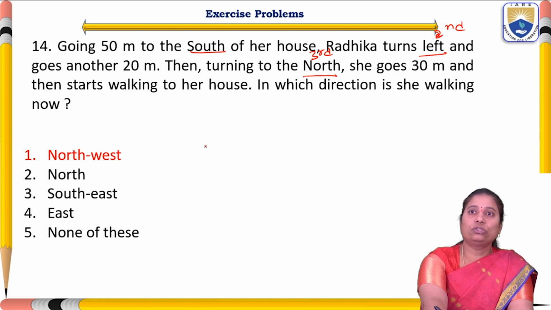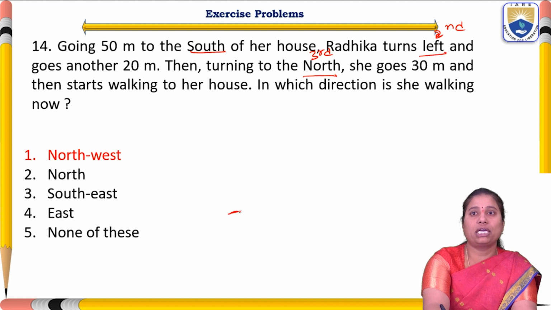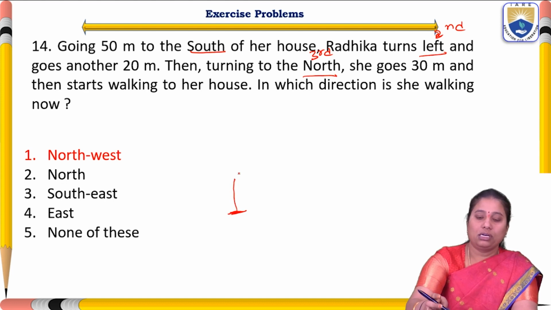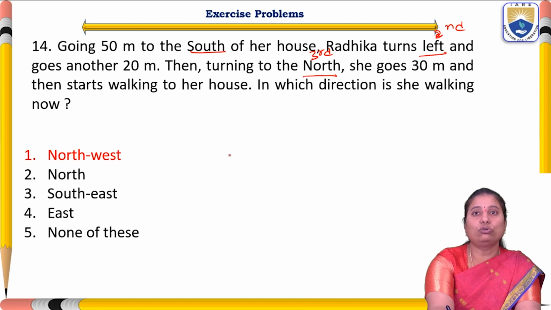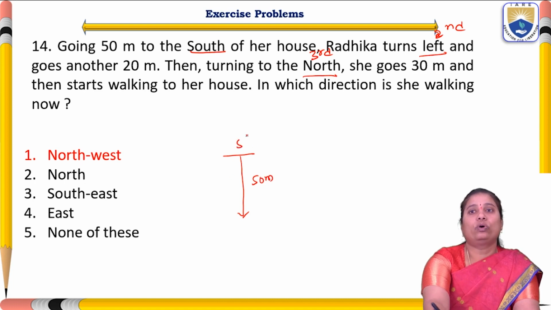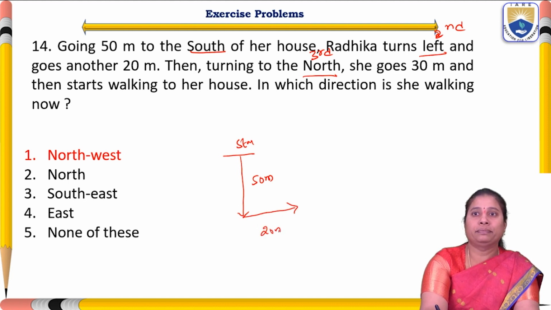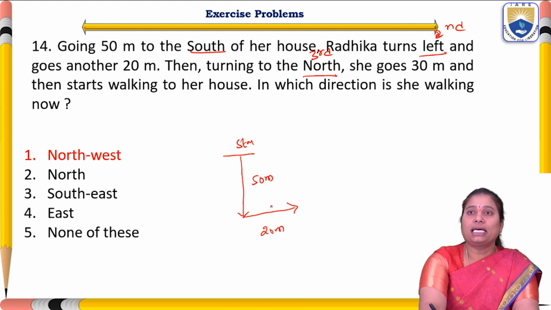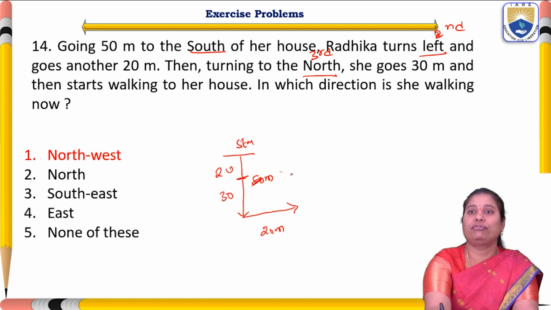So going 50 meters to the south of her house, Radhika. So 50 meters towards the south is the starting one. To the south, she has started 50 meters. This is the starting point, and we don't know where her house is. Radhika turns left. So from the south, left means the east direction, and she goes 20 meters. And then turning to the north, she goes 30 meters. Immediately we have to split this 50 as 30 and 20. There we have to end this one.